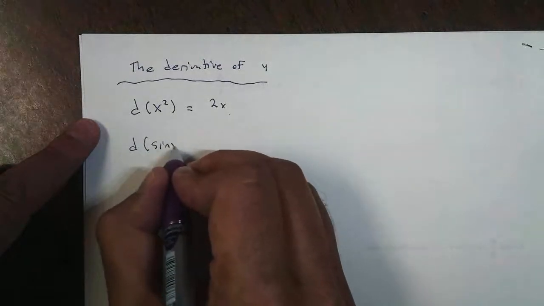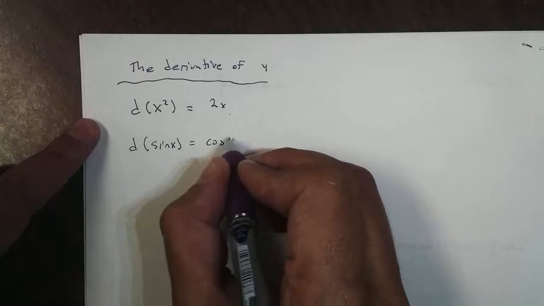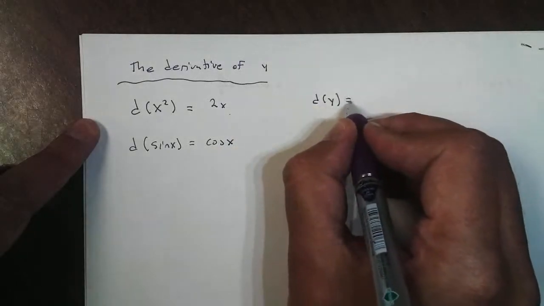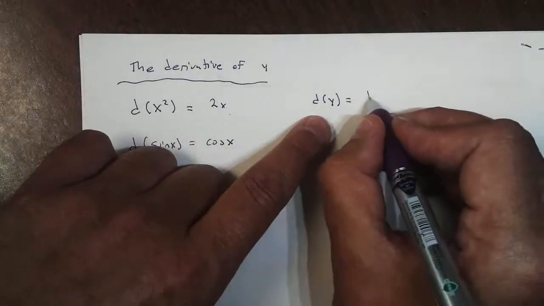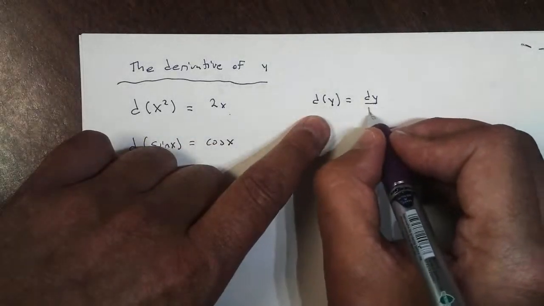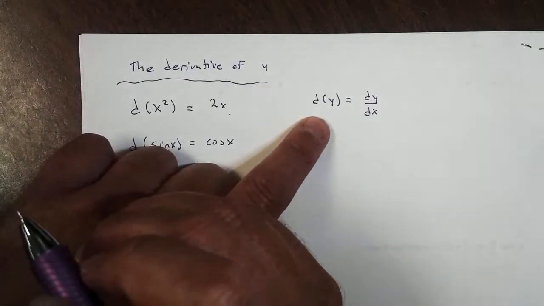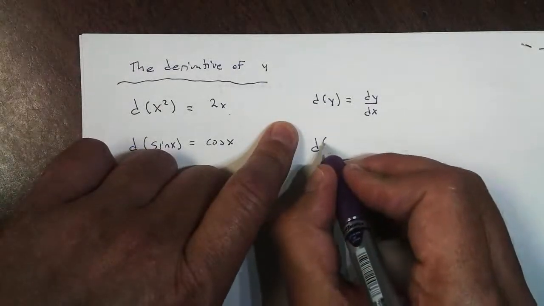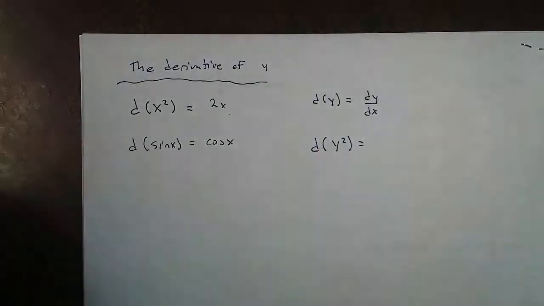What's the derivative of sine of x? We know that's cosine of x. But what happens if we want to find the derivative of y? Well, the derivative of y will be how y changes with respect to how x changes, dy dx. So the problem occurs when I have something like this. What if I want to find the derivative of y squared?